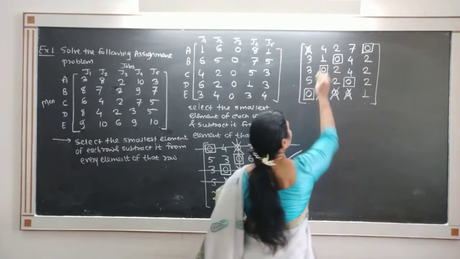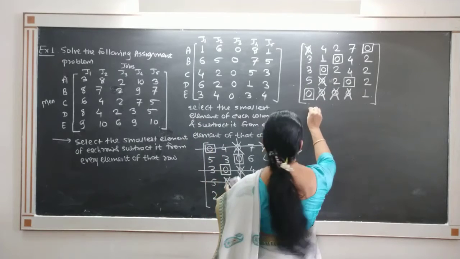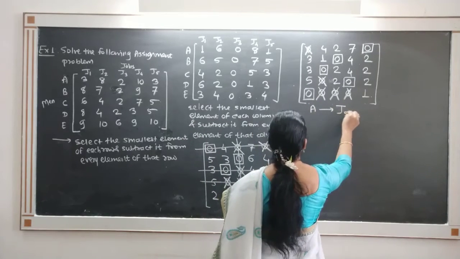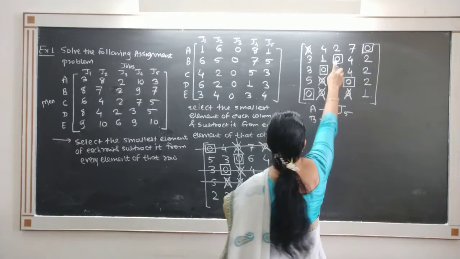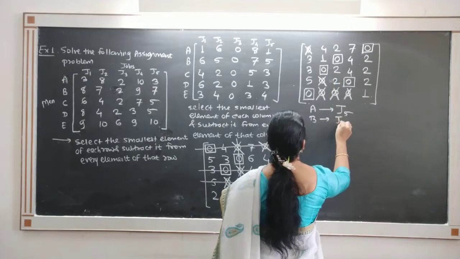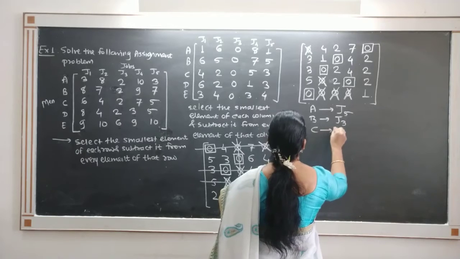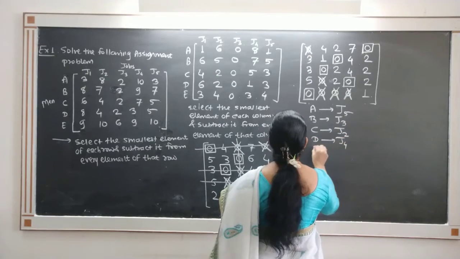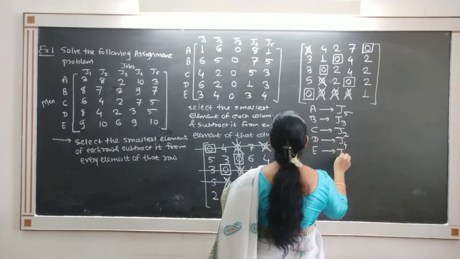So what is the optimal assignment? The assignment is A is assigned to J5, B is assigned to J3, C is assigned to J2, D is assigned to J4, and E is assigned to J1.